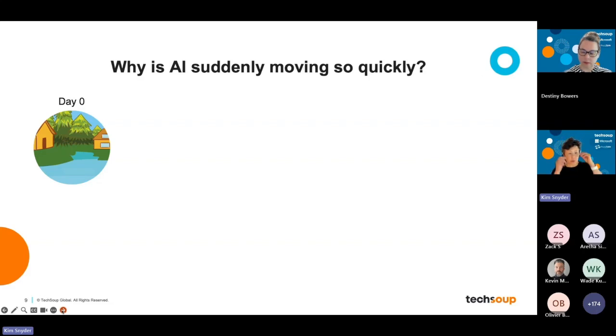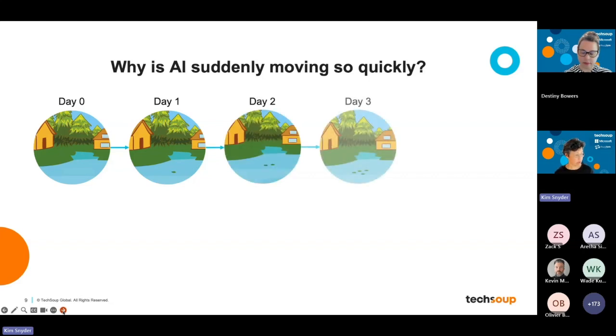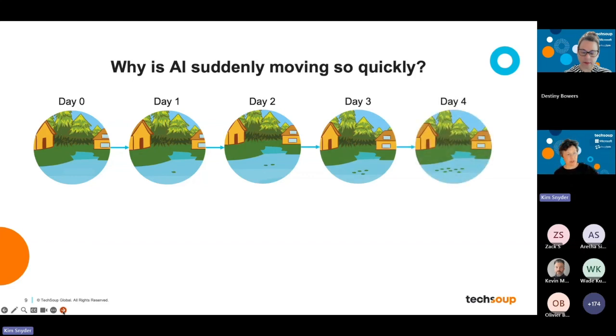I found it helpful to illustrate the idea of exponential growth. So with exponential growth, things double every day. So on day 0, we have a little house by a lake. Day 0, there are no lily pads whatsoever. Look out the window, nothing. Day 1, there's one lily pad. Day 2, there's 2. Day 3, there's 4, and day 4, there's 8. Okay, so they're doubling every day.